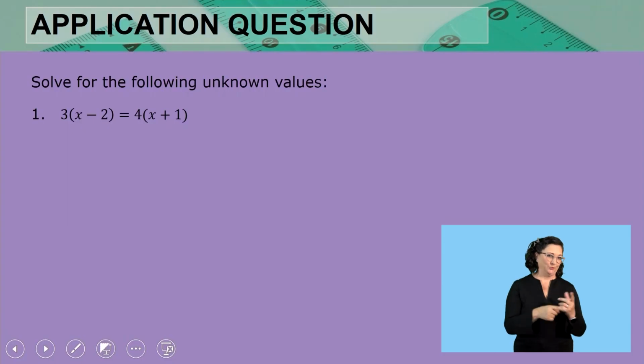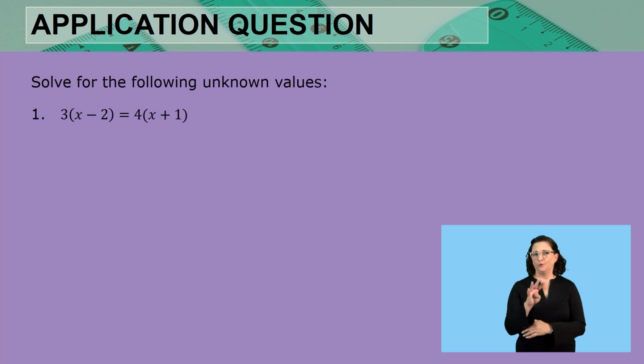So now we are going to be working more on those application questions. Let's see if we can solve for the following unknown values. So for number 1, there we have 3 in brackets x minus 2, close bracket, is equal to 4, open bracket, x plus 1, close bracket.